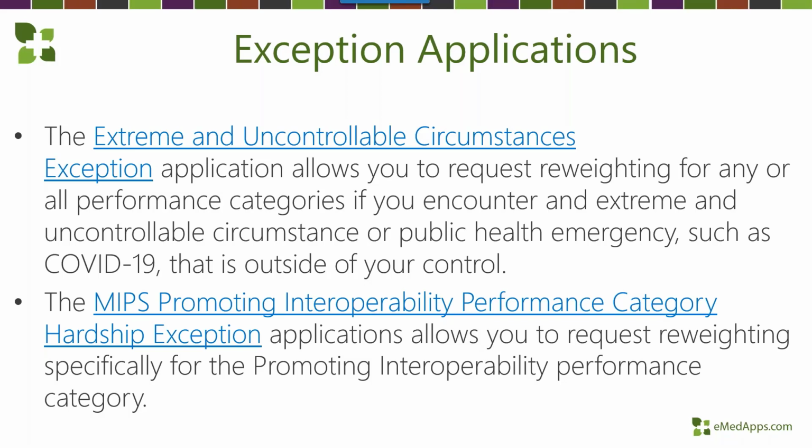The next application is the Interoperability performance category hardship application. This one specifically allows you to request re-rating for the promoting interoperability performance category. And what this does is it again would re-weight. You wouldn't have to submit data for the PI category, and your re-weighting would be moved towards your quality and improvement activity categories specifically.